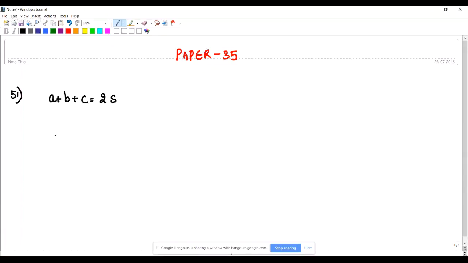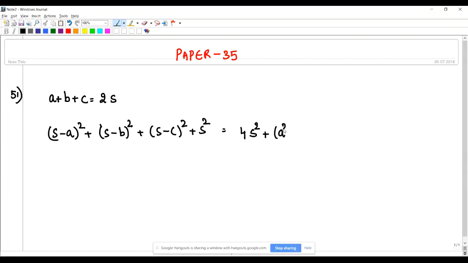Then he's asking you (s minus a) whole square plus (s minus b) whole square plus (s minus c) whole square plus s square. If you expand it, you will get a square, a square, a square, a square. You will be getting 4s square. Then after that you'll be getting a square plus b square plus c square.